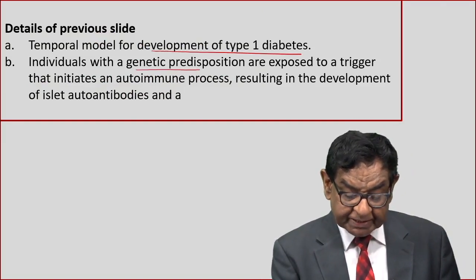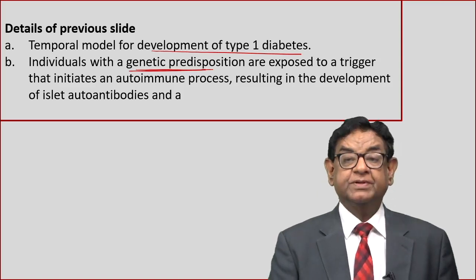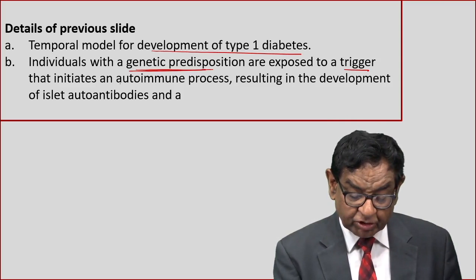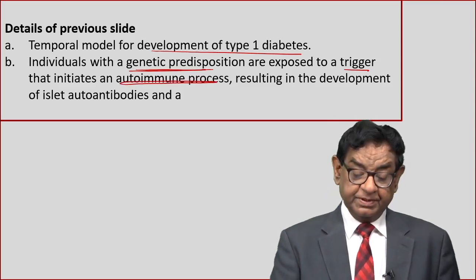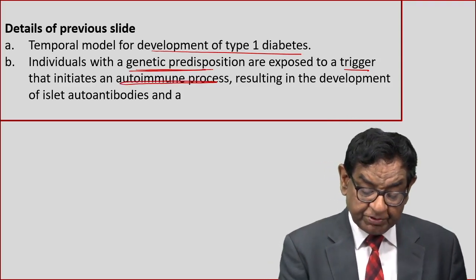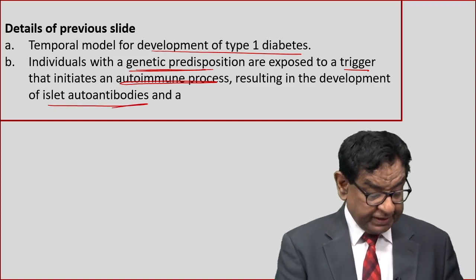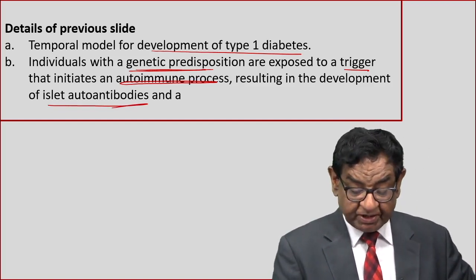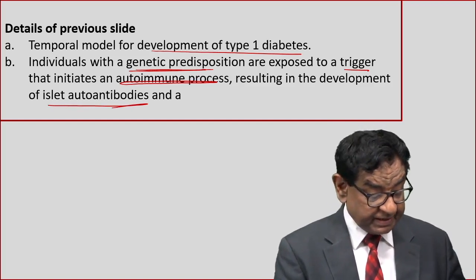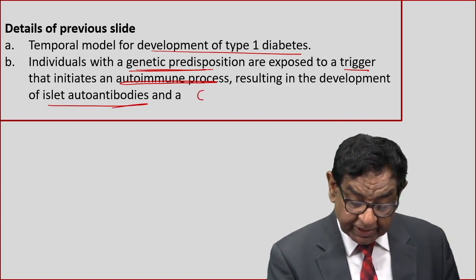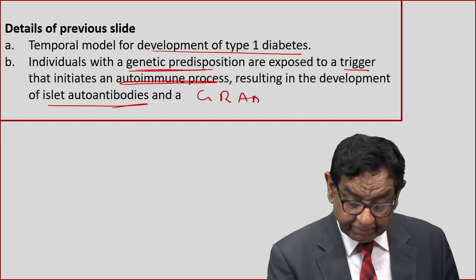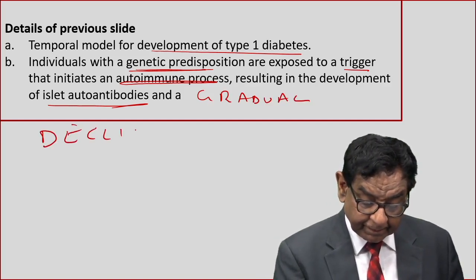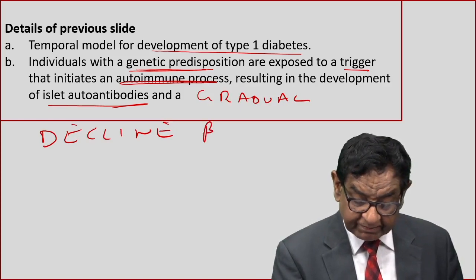Individual with genetic predisposition, underline this word, triggered that initiates autoimmune process, and that leads to development of islet cell antibody, and that also leads to destruction of beta cells, and that leads to gradual decline in beta cell mass.